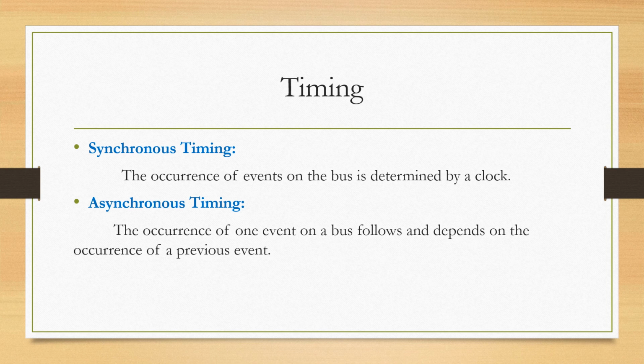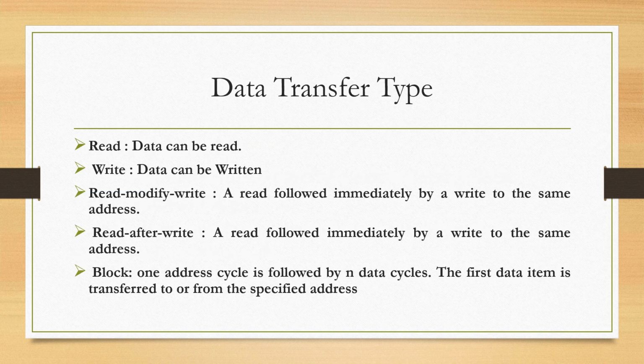The timing of the bus is based on synchronous and asynchronous. Synchronous means the occurrence of events on the bus is determined by a clock. Asynchronous timing means the occurrence of one event on the bus follows and depends on the occurrence of a previous event. The types of data transfer between the buses are read, write, read-modify-write, read-after-write, and block.